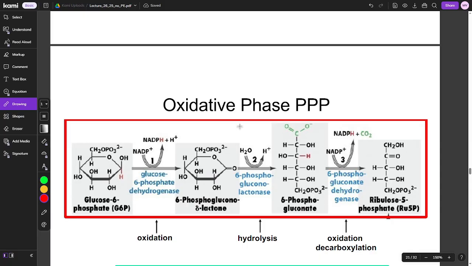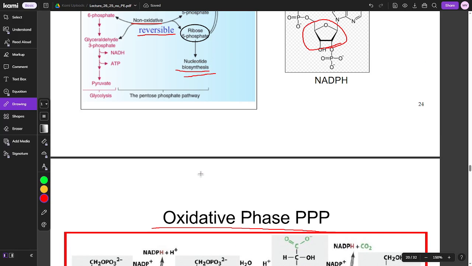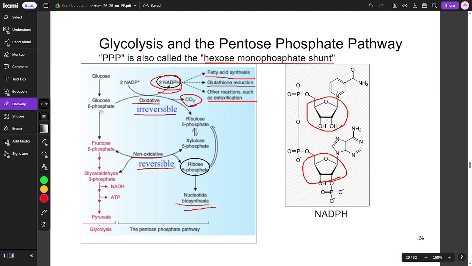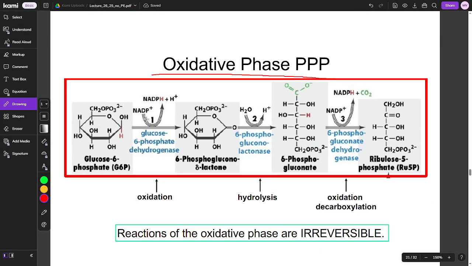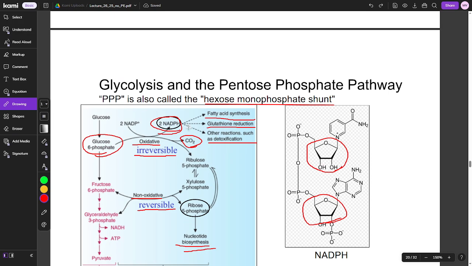Let's start by looking at the oxidative phase, and you should have all of these structures and enzymes memorized, plus their intermediates. This is very important. For the oxidative phase of the pentose phosphate pathway, we're taking glucose 6-phosphate, our intermediate from glycolysis. If the cell has already done a bunch of glycolysis and doesn't need to do more, it can just use the glucose 6-phosphate to instead do the pentose phosphate pathway to make ribose 5-phosphate and NADPH.